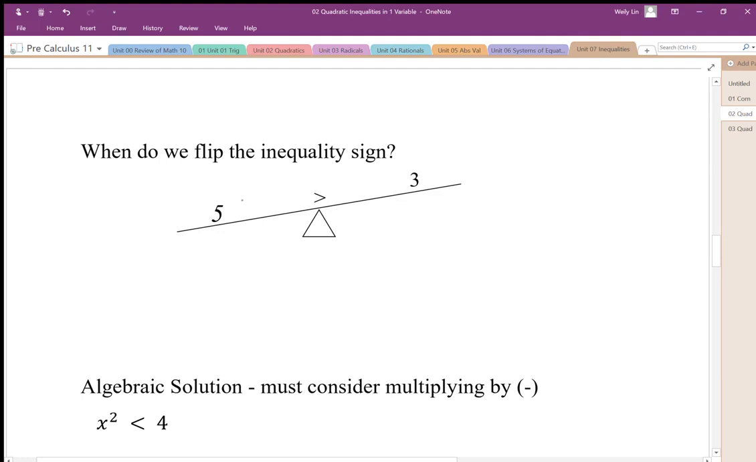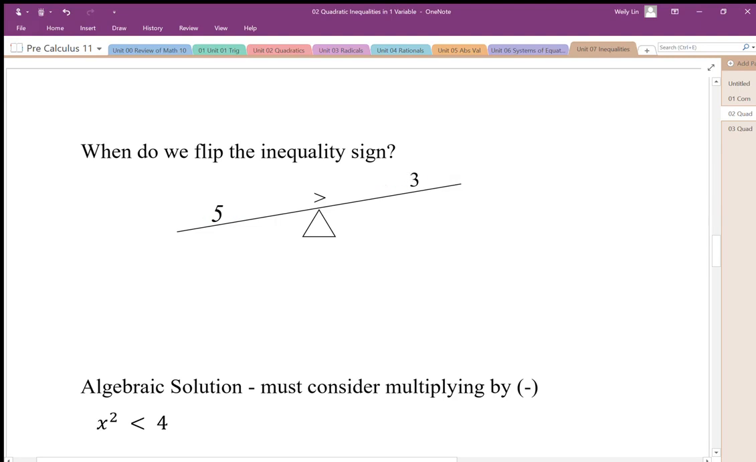So if I add 2 to both sides, will this make my inequality flip? Well, no, that's not going to affect the inequality at all. If I subtract 8, this is going to be -3. This is going to be -5. Well, this is still going to be larger than that. So subtraction doesn't flip the inequality. If I double this side, so times by 2, times by 2, 10 is still bigger than 6, so that doesn't flip the inequality.